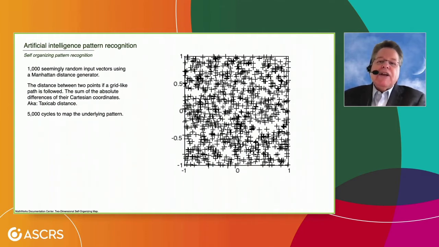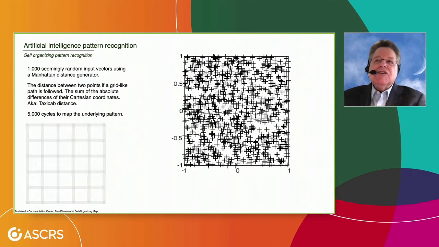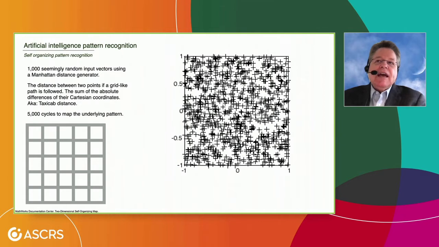We've got a little square here, and we're going to put 1,000 seemingly random dots inside this square, but they're not really random. They were generated by something called a Manhattan distance generator. If you were to get in a taxi cab and drive from one point to another, you wouldn't drive through the buildings, of course, you would drive around them, and that's called a Manhattan distance or a taxi cab distance. So we're going to generate these points using a Manhattan distance generator, and we're going to see if a basic fundamental artificial intelligence model can look at this and come up with the underlying pattern.